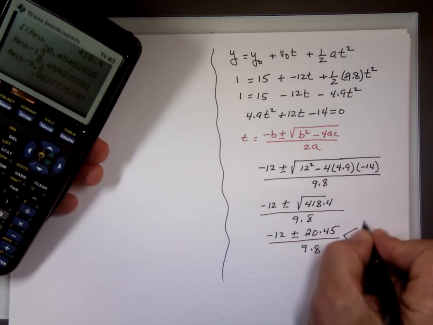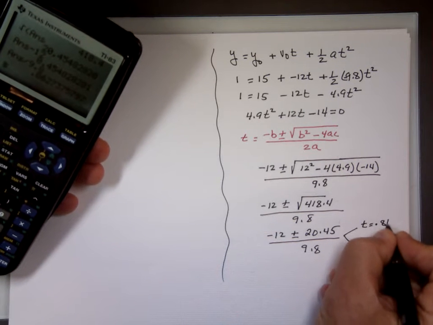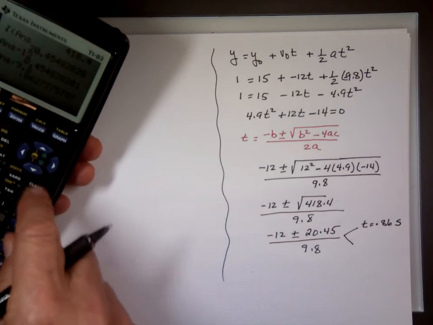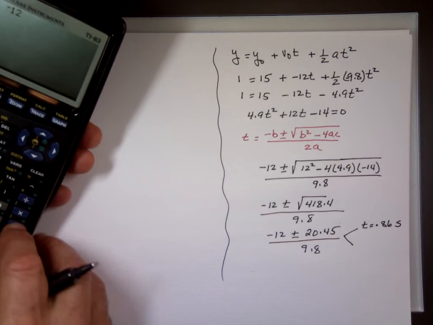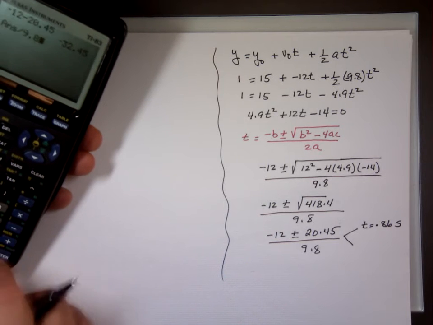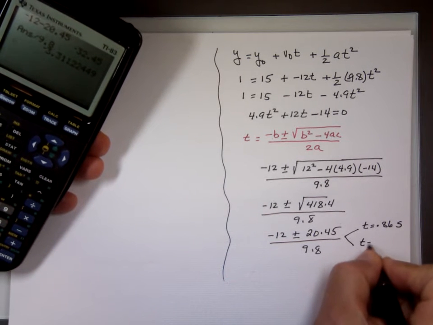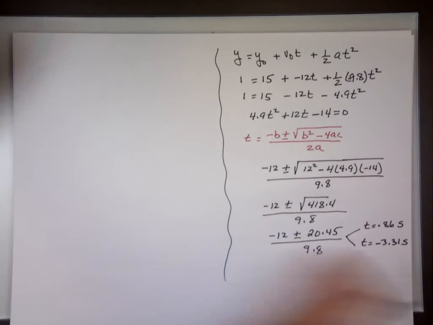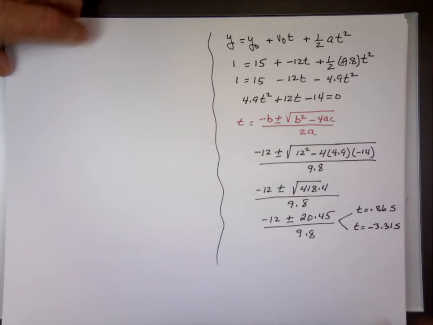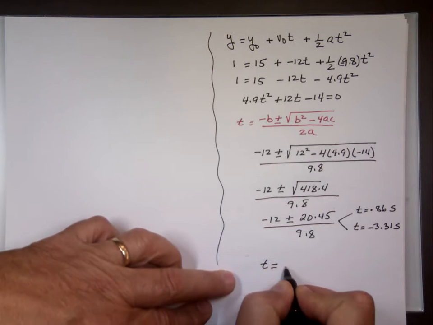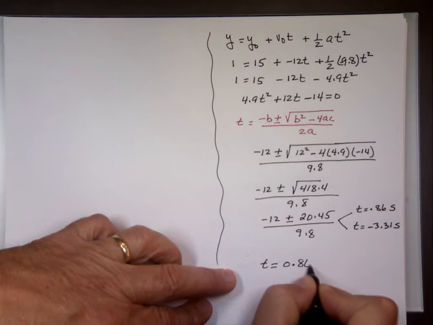That's 0.86 seconds. The other one, negative 12 minus 20.49. Doesn't really matter, that's a negative number, but we'll do the math. The other time is negative 3.31 seconds, and that doesn't make any sense, that negative time. So the only time that makes sense, so how long was the arrow in the air? 0.86 second.